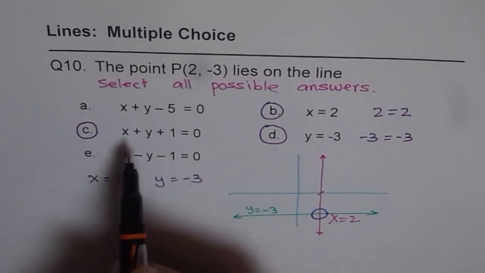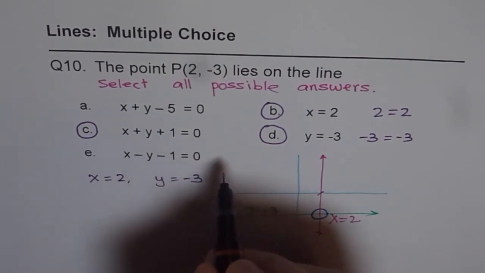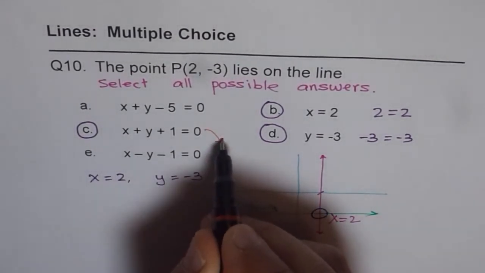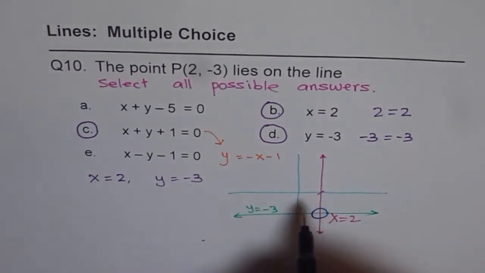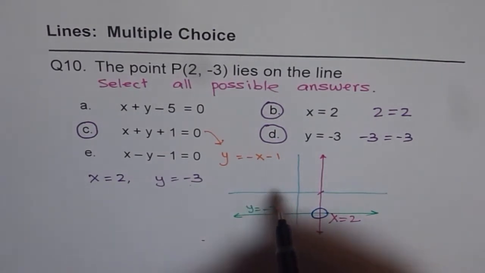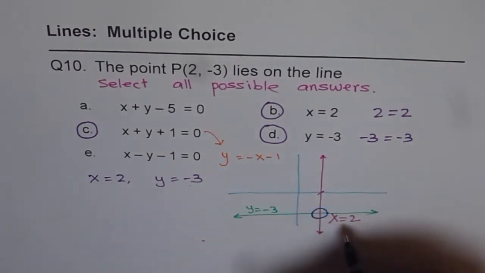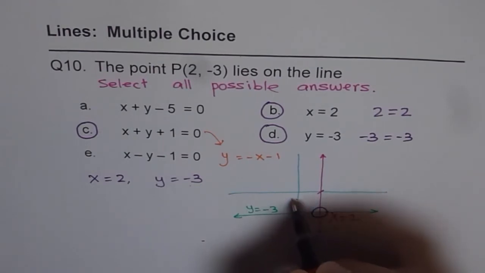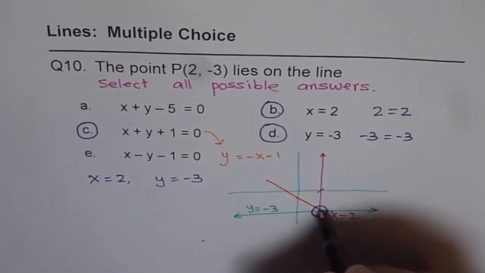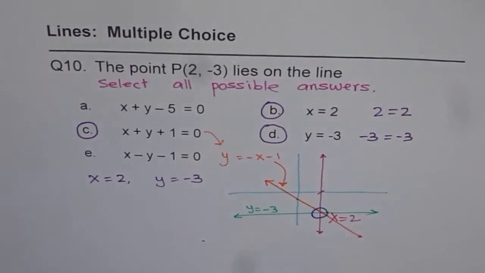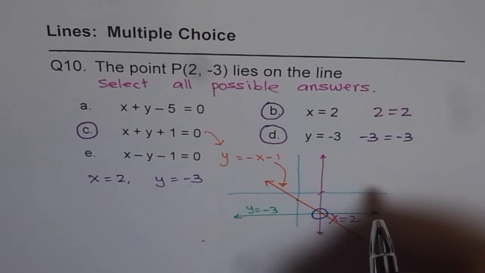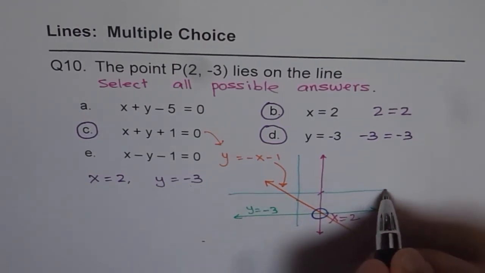Now equation C, you could write that equation as, let me use a different ink, I rearrange and get y equals -x - 1, right? So basically with a slope of -1, it starts with a y-intercept of -1. So we can draw a line like this going through that point, correct? So this is my line which represents x + y + 1 = 0. As you can see very clearly, all these 3 lines will go through the point (2, -3), right?